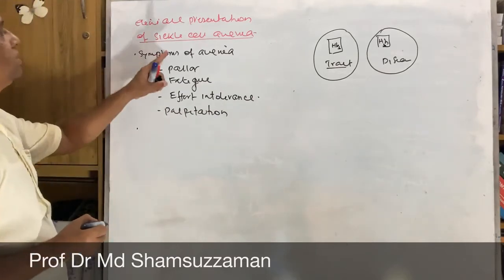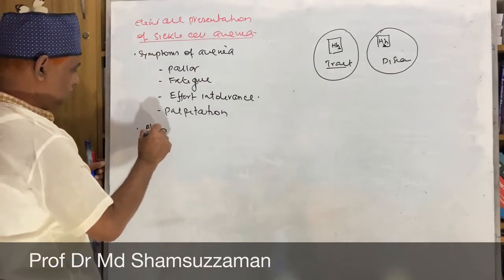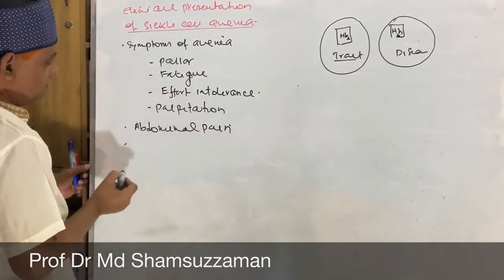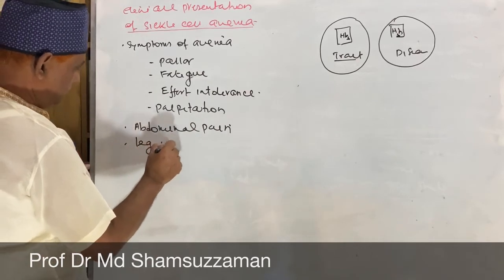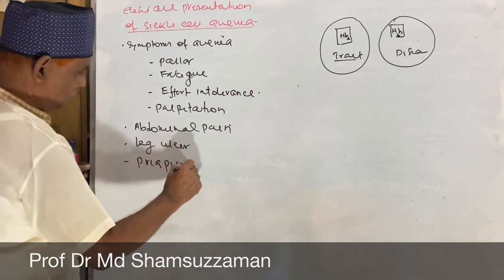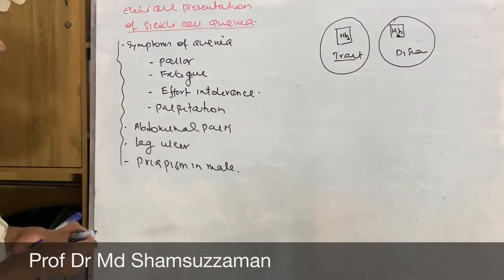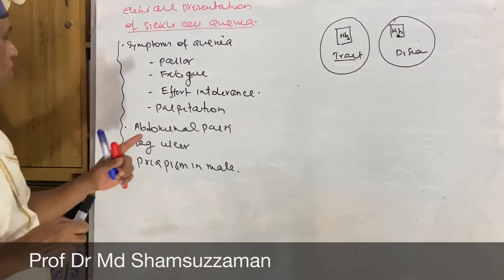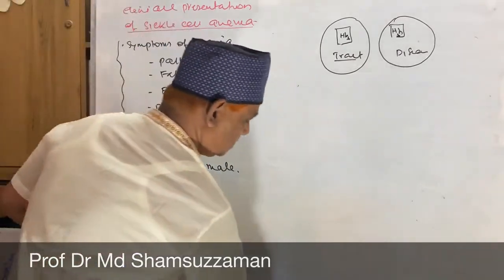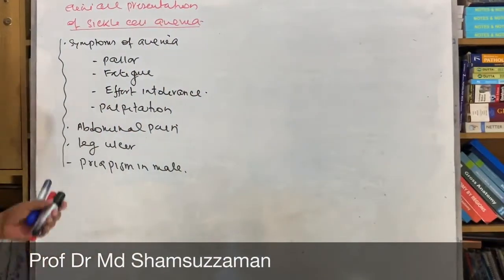In favor of sickle cell anemia, what will be the presentations? Abdominal pain, then leg ulcers, priapism in men. So these are the common clinical presentations of sickle cell anemia. Now come to what is the cause of abdominal pain, leg ulcer, priapism in sickle cell anemia. How does pain occur, how does leg ulcer occur?